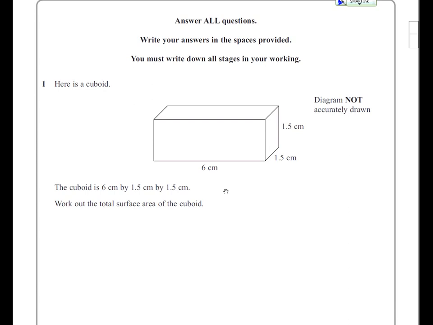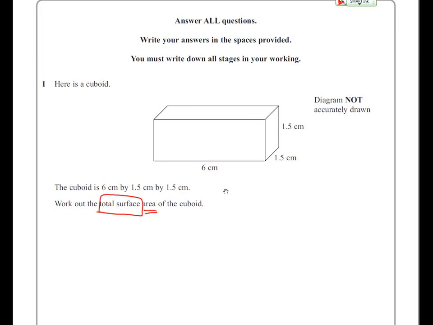Question 1. Here is a cuboid. Now, what some people do, as soon as they see a cuboid, is they start answering the question without even reading what you have to do. Okay, the cuboid's dimensions are 6 by 1.5 by 1.5. So like I said, some people think cuboid, times them all together. No, that's for volume, and it depends what it's asking you to find. This question wants a total surface area.